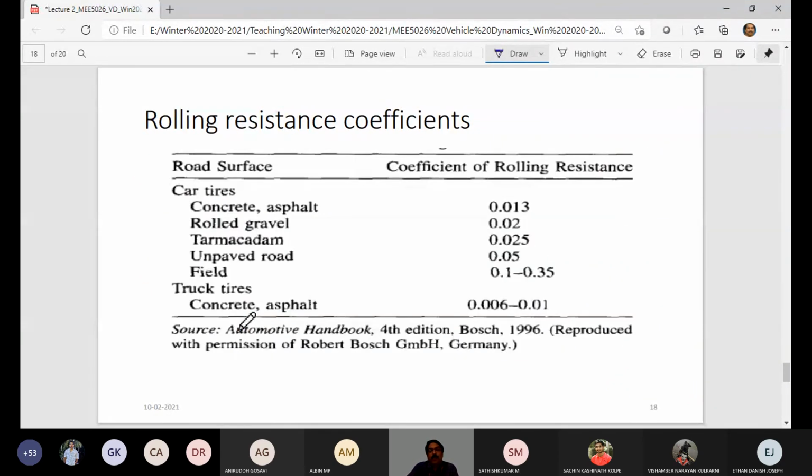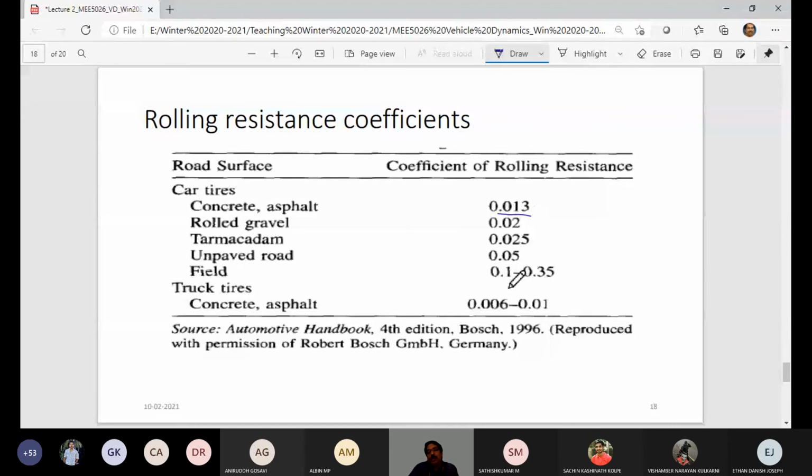And the rolling resistance coefficients are given for various road surfaces, right? For car tires, if you look at concrete and asphalt and rolled gravel, these are all different road surfaces. Your rolling resistance of the same tire on these surfaces is different. On the field, you have more rolling resistance compared to when you drive on the road surface. So the same car tire, when it goes off the road, you see the percentage of increase is more than 100%, right? So here 0.013, but here you see this more.